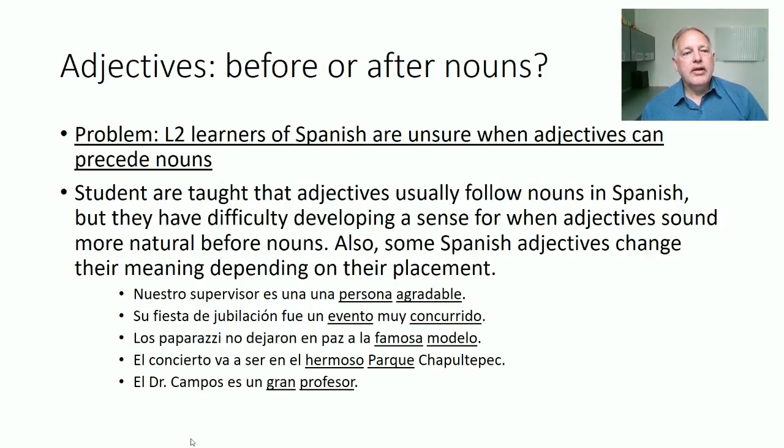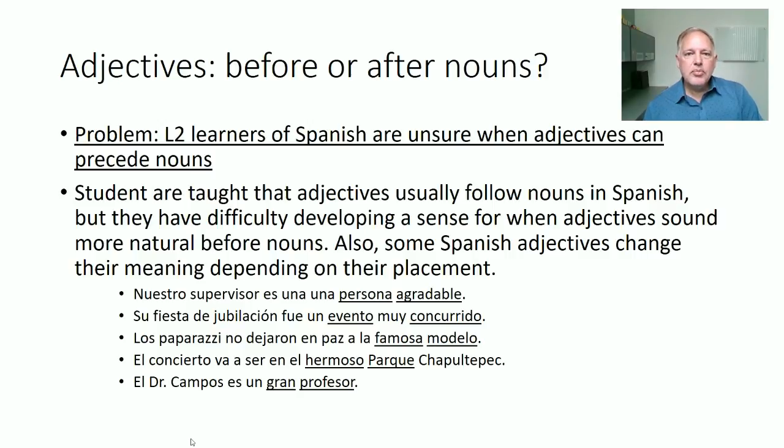Okay, so moving on to the next topic, which is adjective placement. Well, I thought adjective placement was simple, right? In Spanish, adjectives come after nouns. La Casa Blanca, the famous example, right? You don't say la blanca casa, you say la Casa Blanca.